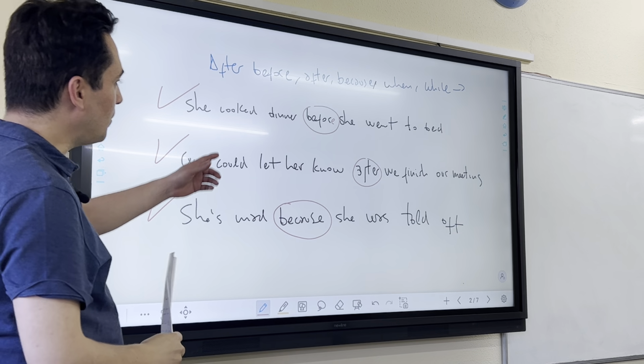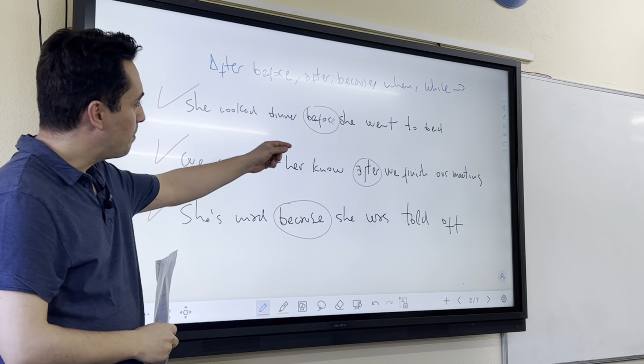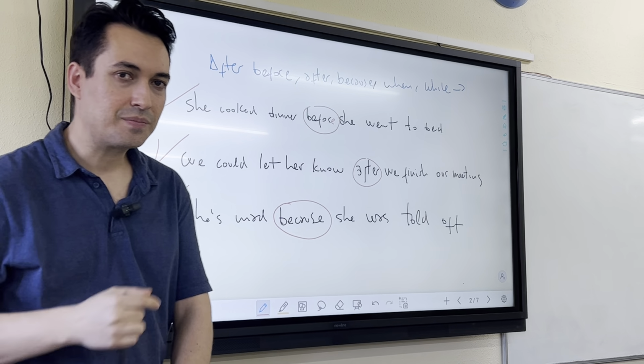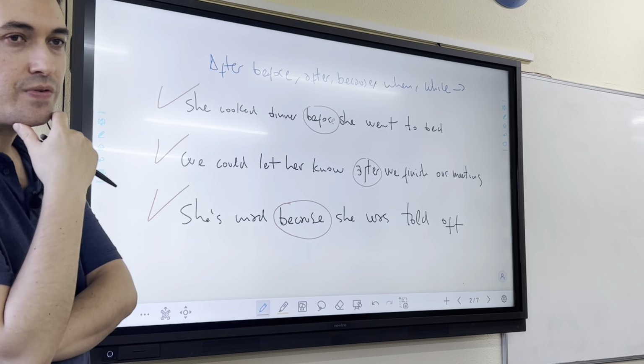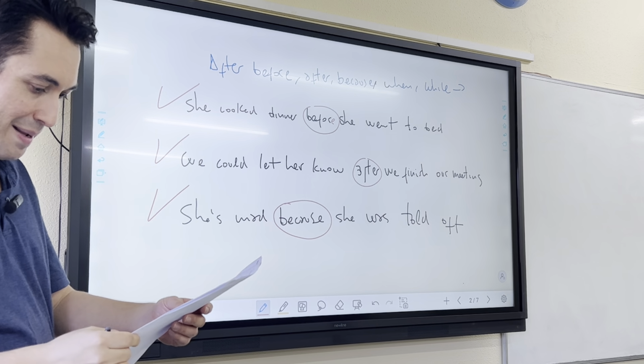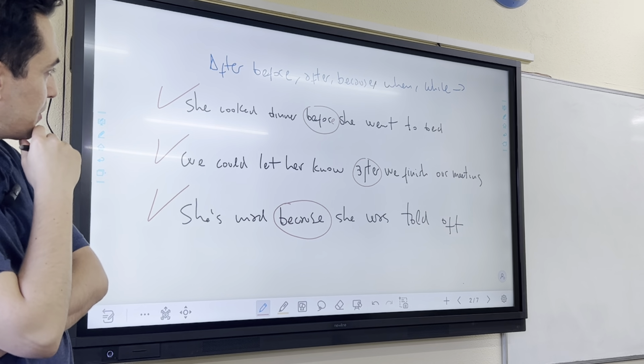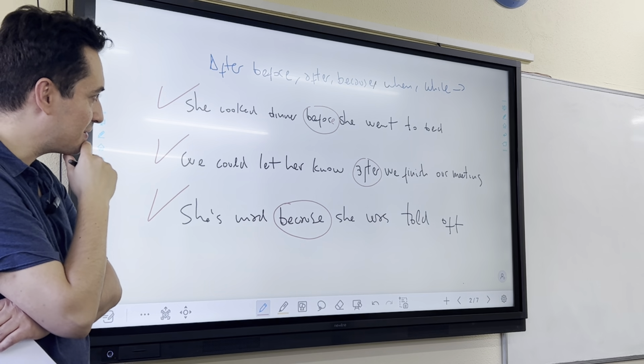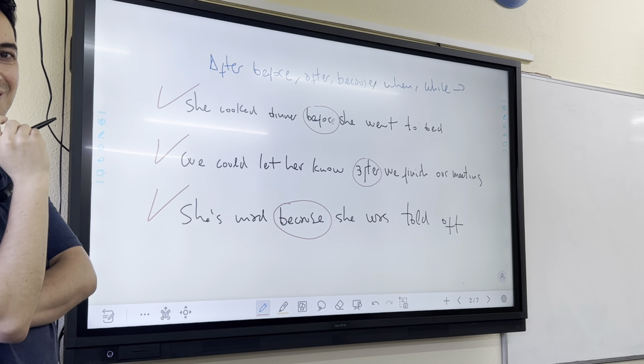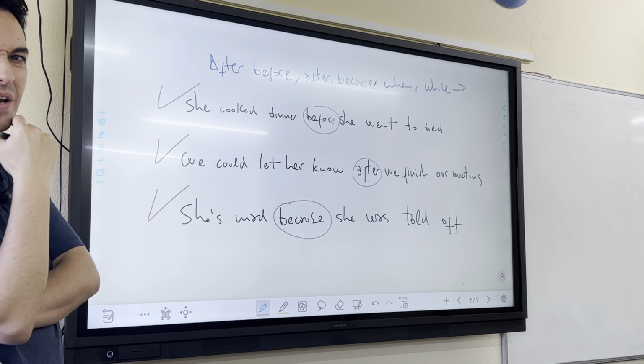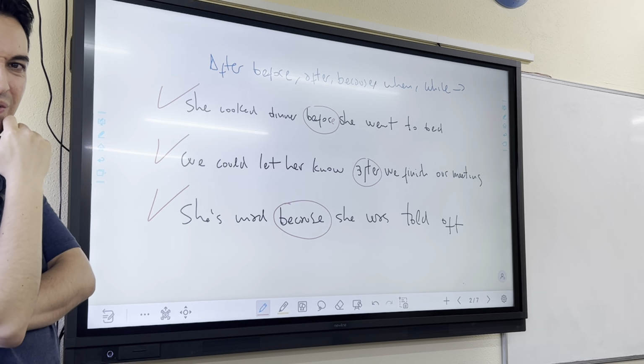It says she cooked dinner before she went to bed. Is there anything we can remove? Can we have some sort of ellipsis there? She cooked dinner before she went to bed. Is it possible to remove something, Gabriela, there? What does your instinct tell you?